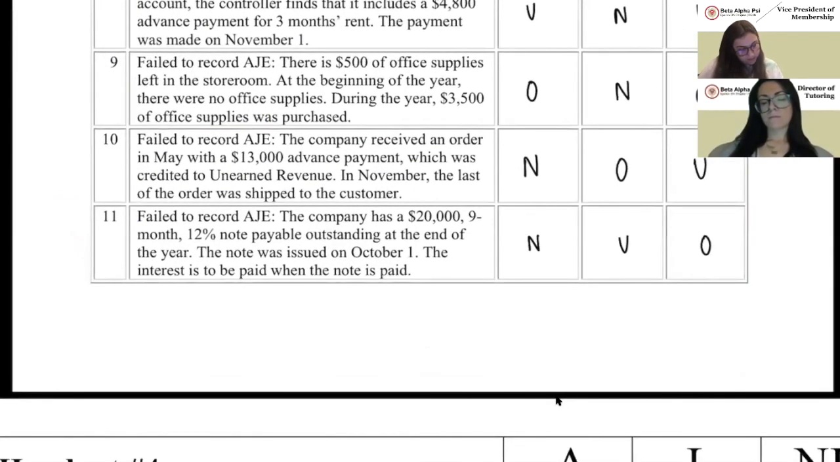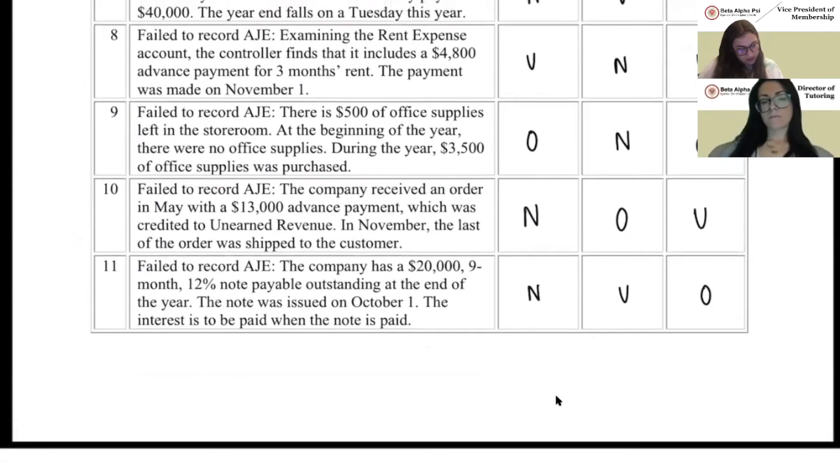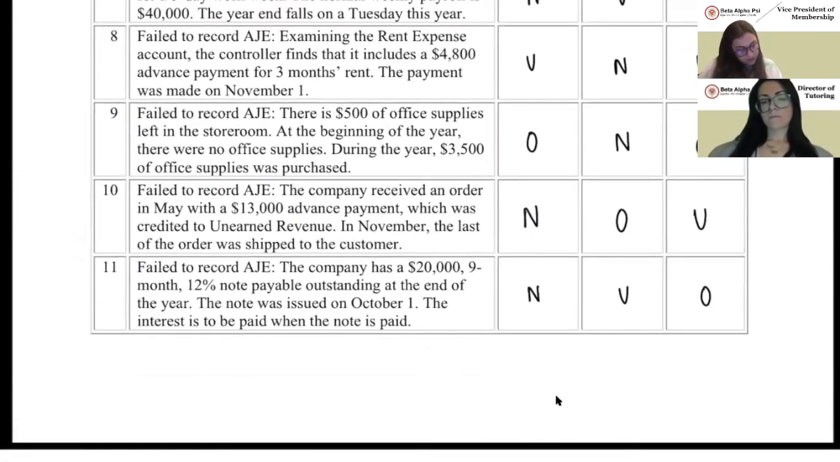All right, number 10, failed to record adjusting journal entry. The company received an order in May with a $13,000 advance payment, which was credited to unearned revenue. In November, the last of the order was shipped to the customer. So when they got the money in May, they put it all into unearned revenue, which means they haven't recorded any of it as revenue yet. But in November, they shipped the last of that order, which means they fulfilled their duty and now it has been earned. So we need to take it out of unearned revenue and put it into revenue.